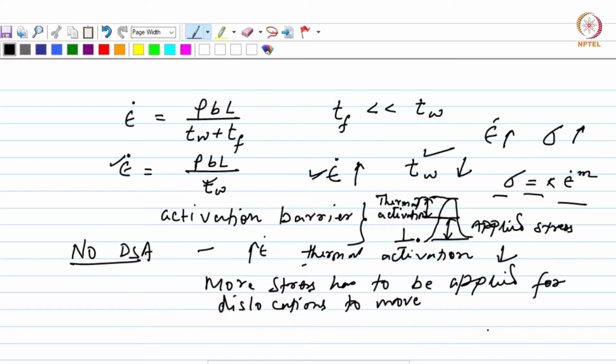Hello and welcome back once again. So in the previous lecture, we started talking about this phenomenon called dynamic strain aging. So let's take a quick recap before we proceed.